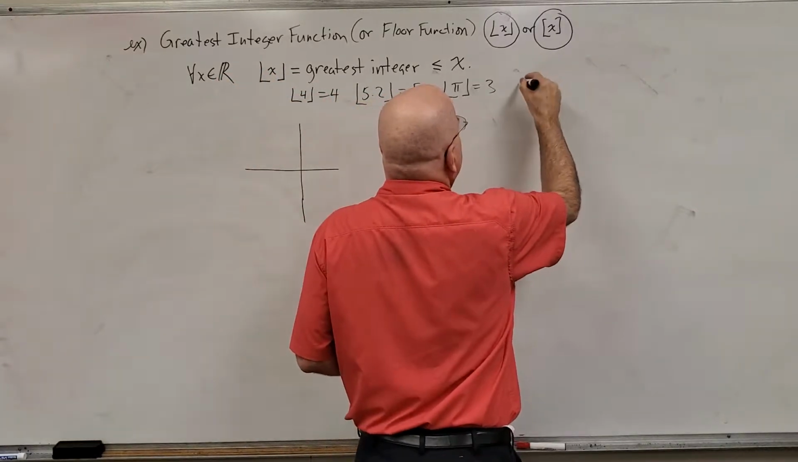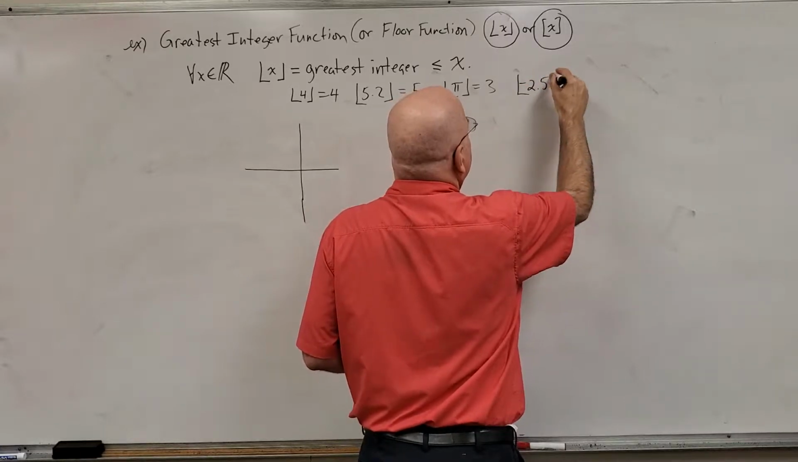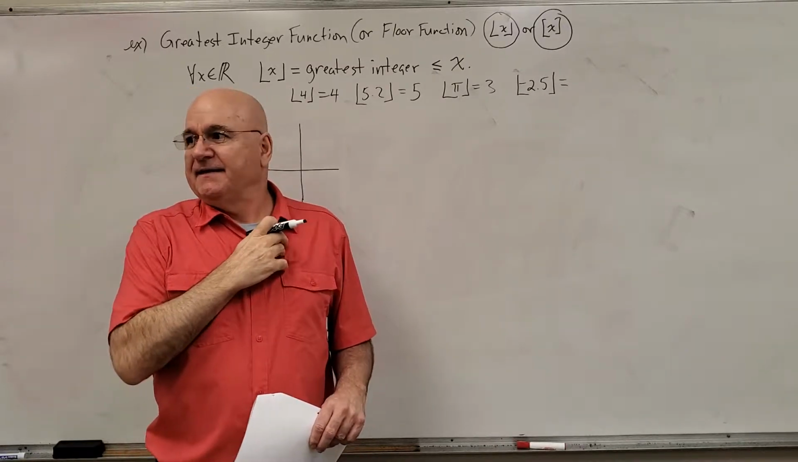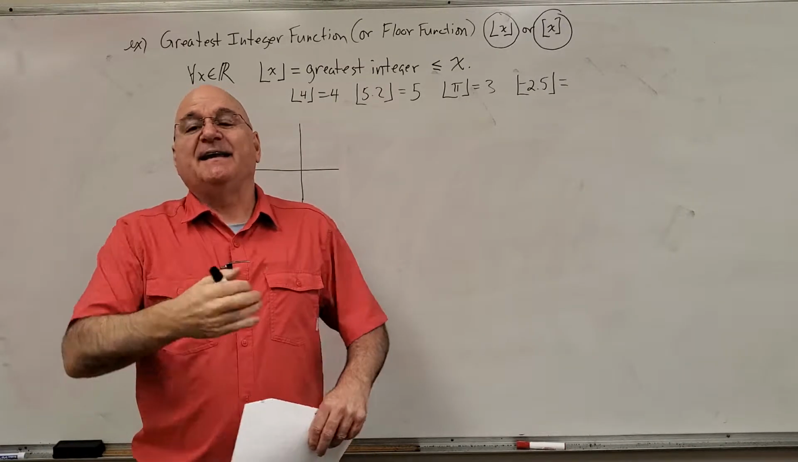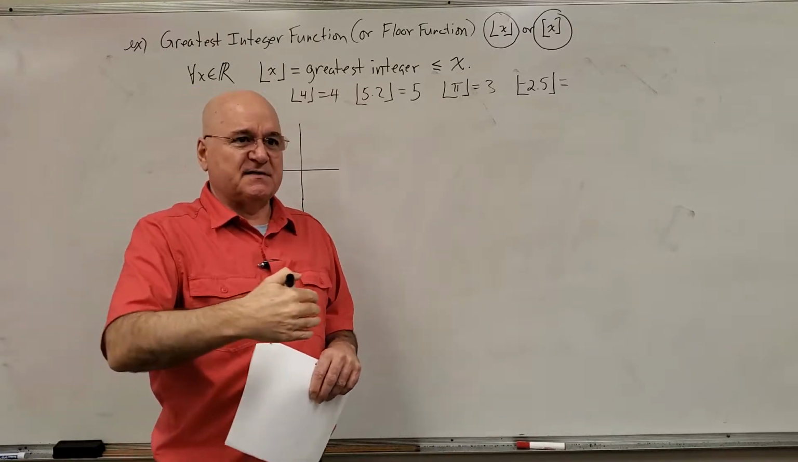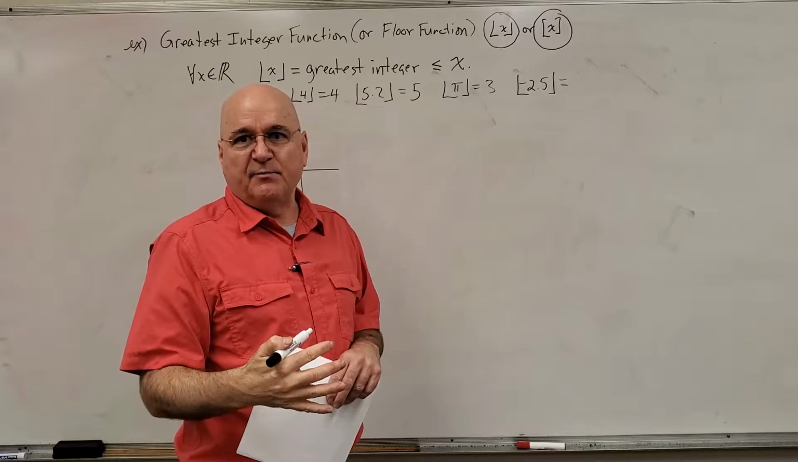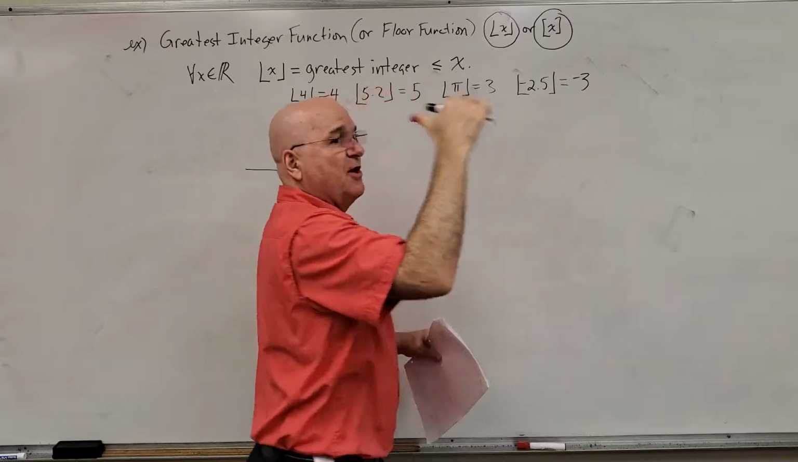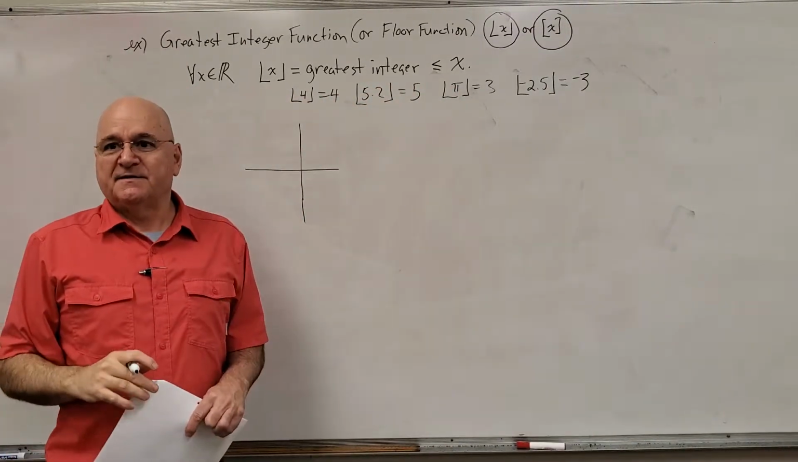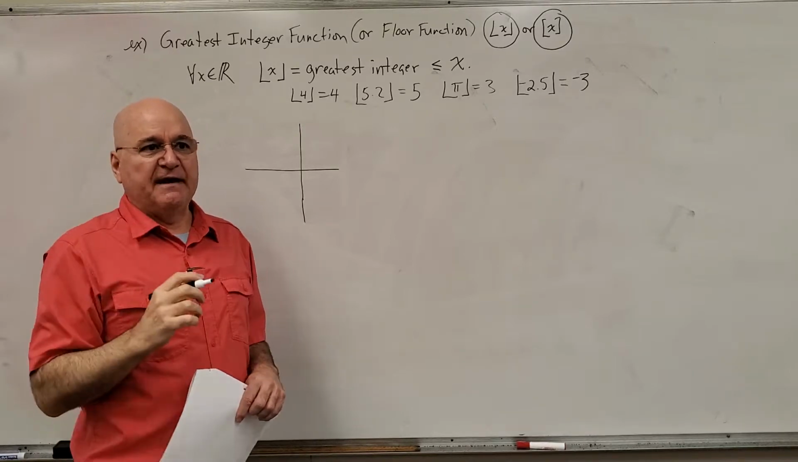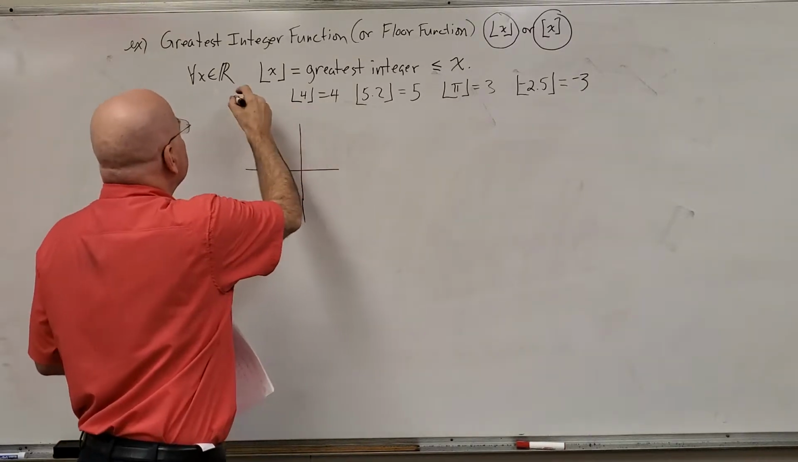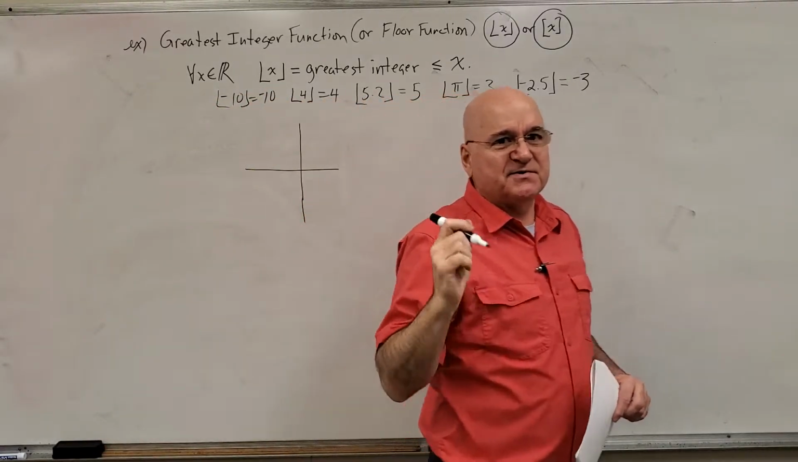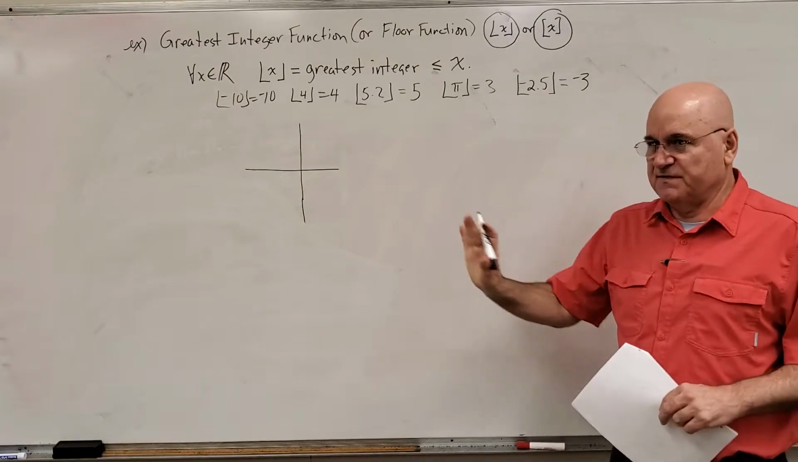But what happens when you get to negative 2.5? What's the floor of that? Negative 3. It has to go back to negative 3. So you can't simply say, get rid of everything to the right of the decimal point. It works for positive numbers, but it does not work for negative numbers because you have to go to the next smaller integer. So you always have to go left on the number line, except for the case where it's an integer, where the greatest integer less than or equal to an integer is just that integer. It's the only one you wouldn't have to move to the left.